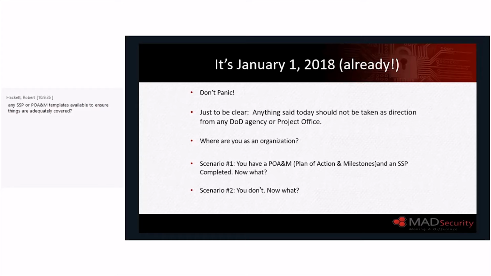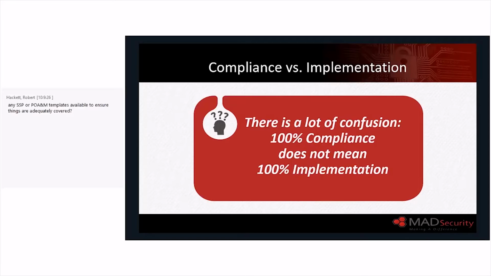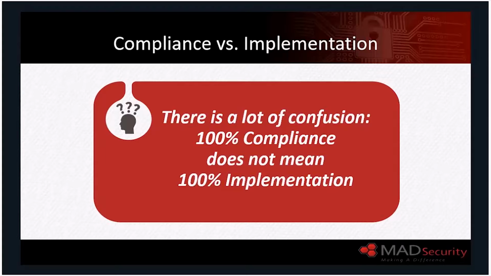Let's just go forward with compliance versus implementation. I have come across a lot of misunderstanding of what this means, between understanding what is 100% compliance or 100% implementation. I've had some clients think that they have to have all 110 DFARS controls implemented by December 31st. And I don't think that's the case.